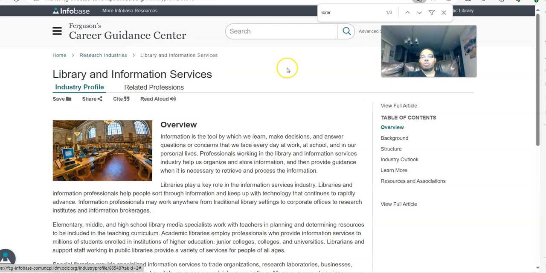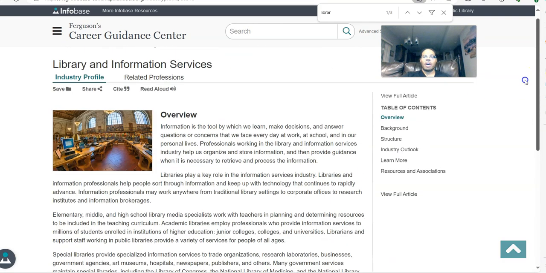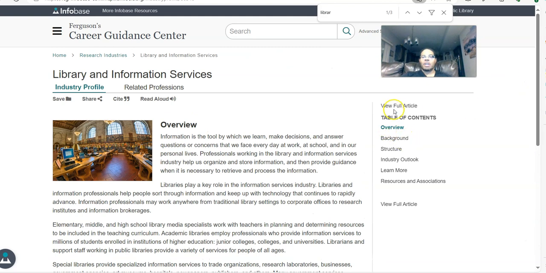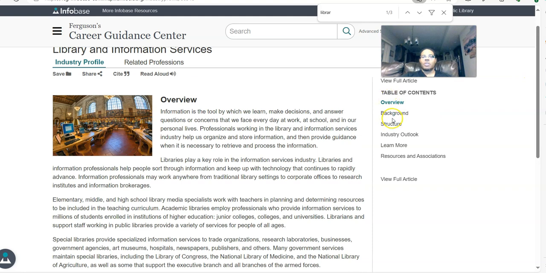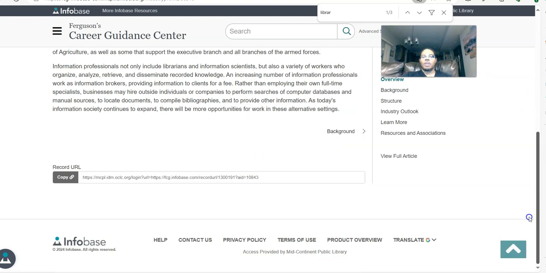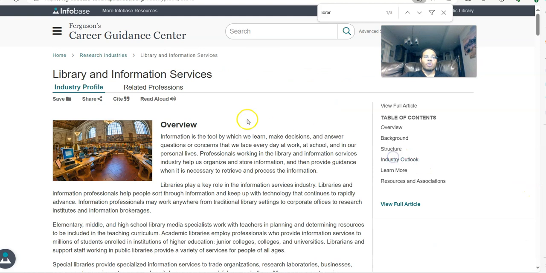Let's go back into the industry profile though, so that you can see the information that is in the industry profile. So what you can do, you have this table of contents here, and you start out with the overview, and then you can toggle this to the next thing. As you can see, background is the next thing here, and you can toggle the background there. However, I'm just going to go ahead and do the full article now.